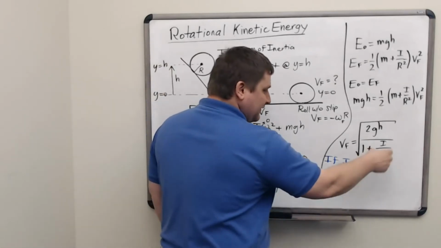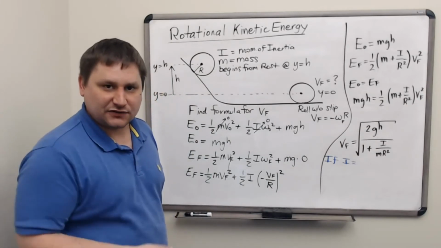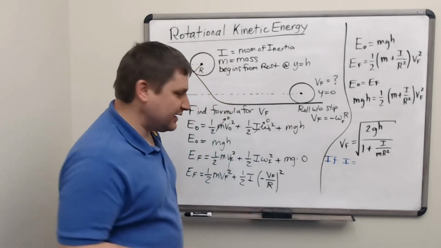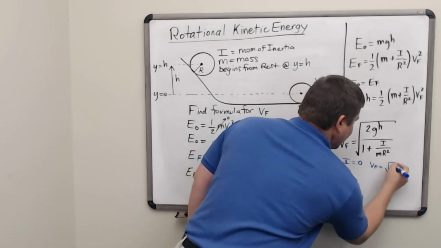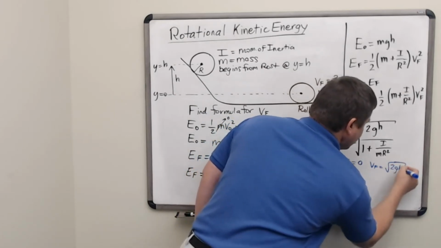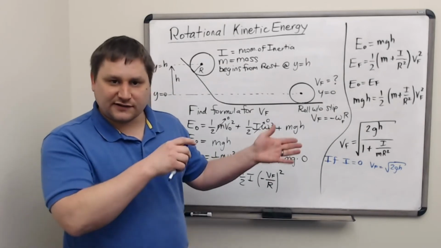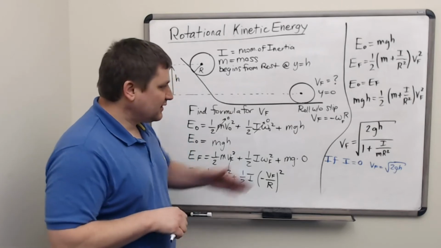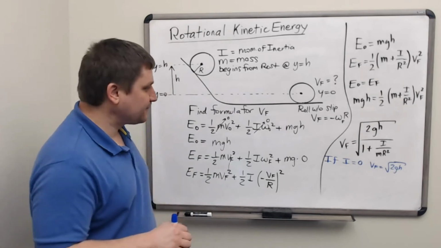If the moment of inertia was taken to be 0, the object was not allowed to rotate at all, say, and slid completely frictionlessly down the hill, then our answer would be Vf equals the square root of 2gh. This is the same exact answer we would get for an object just sliding down a hill without friction. So our derivation here is consistent with that previous simpler answer.